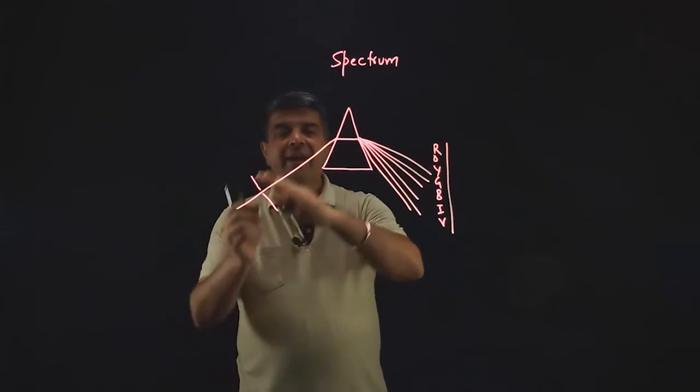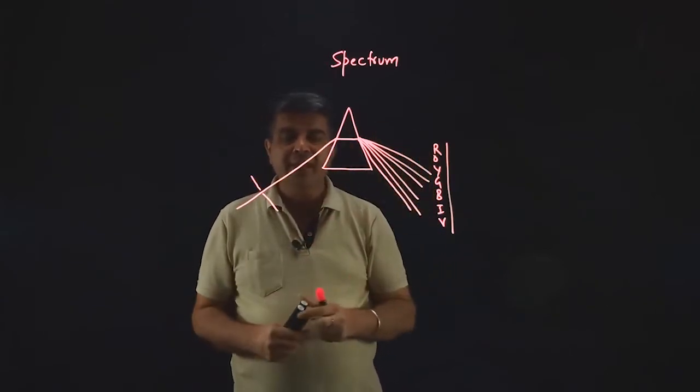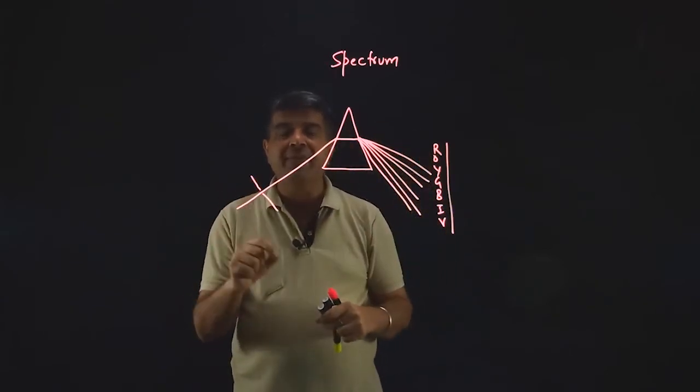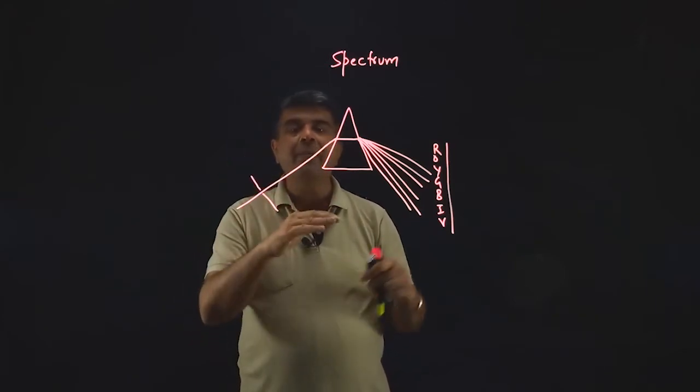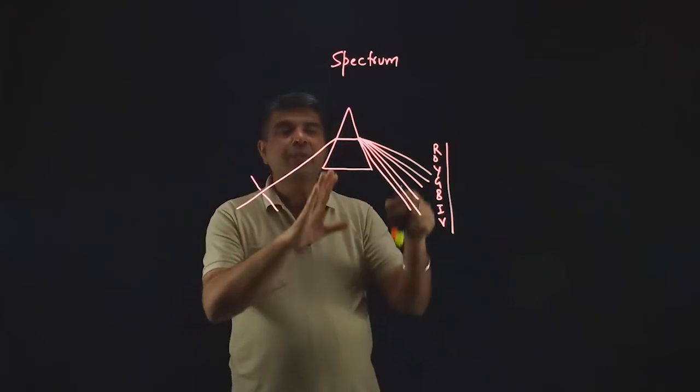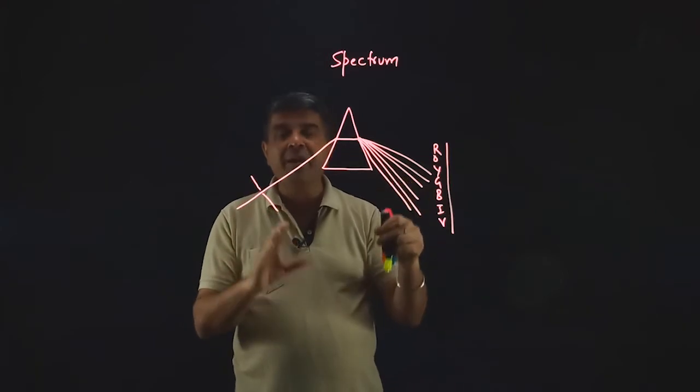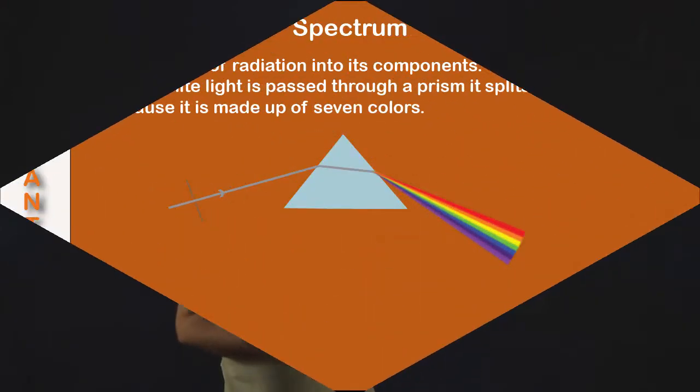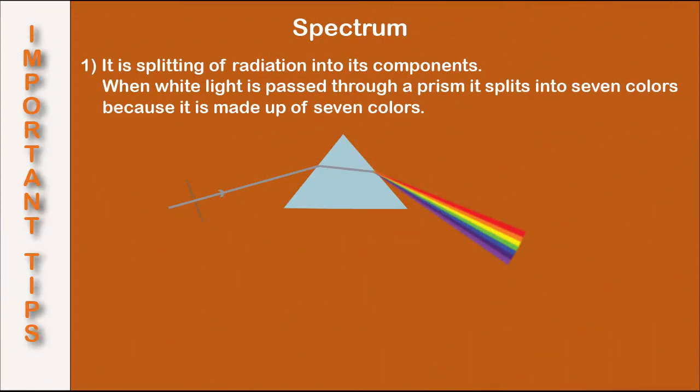So when white light is splitting up into 7 colors, it is because it is made up of 7 colors. So this would be considered as the spectrum of white light. Just to sum up, on your screen you can see the definition of spectrum and how spectrum is observed when light is passed through the prism. You can jot it down or you can take a snapshot.